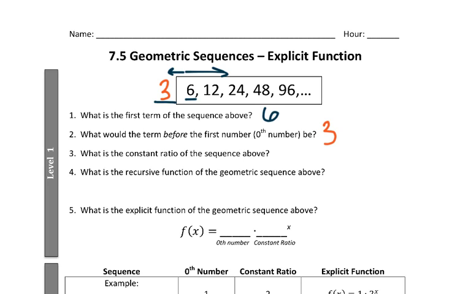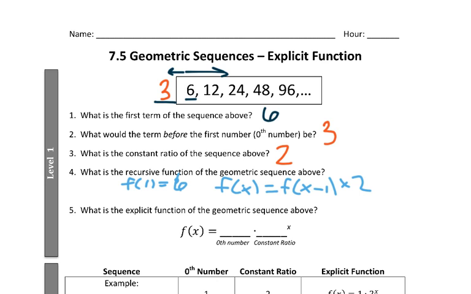What is the constant ratio of the sequence above? Well, we just barely talked about how it's a 2. We're multiplying by 2 every time. So the recursive function is pretty easy. We know that the first number is 6, and to get a new number, that's going to equal the number before it times 2.